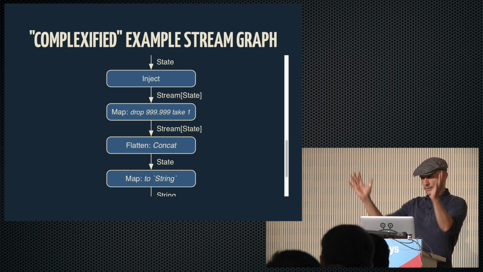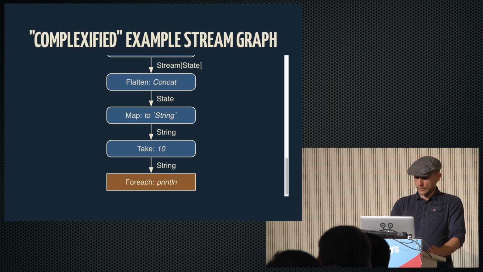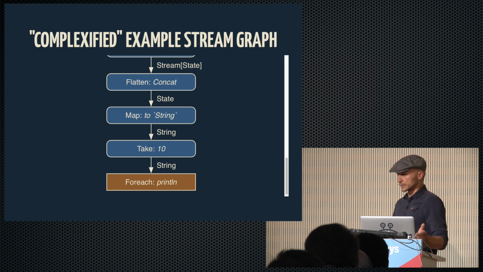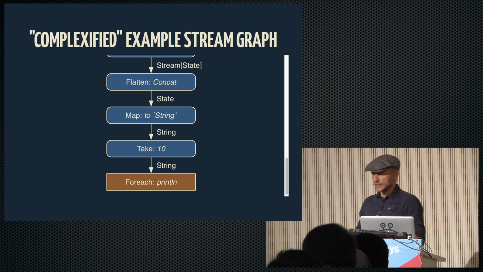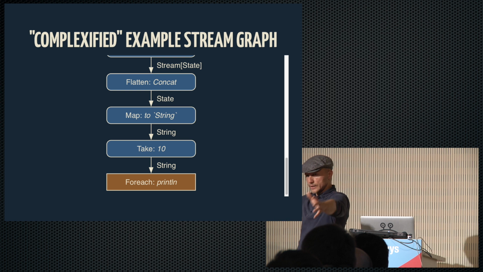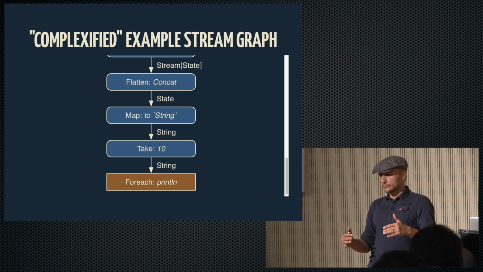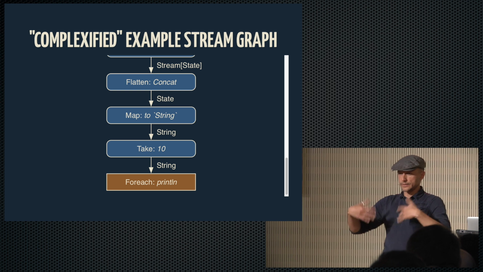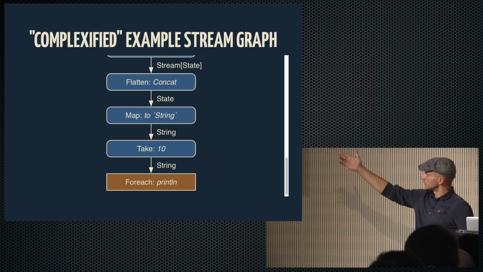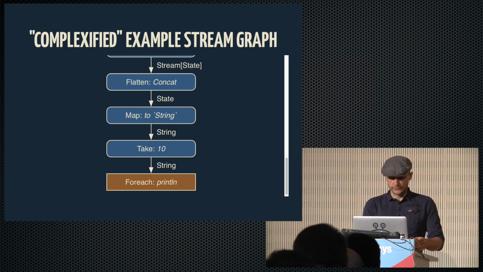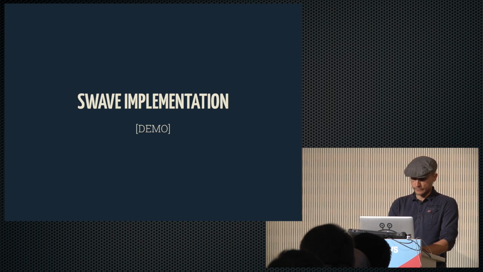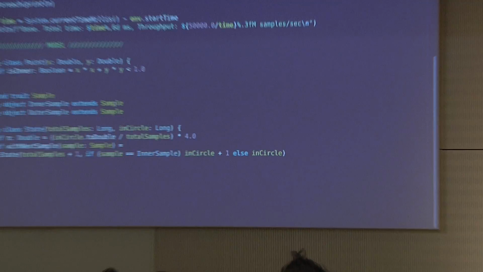Then we flatten, the opposite of the inject. We map to a string. We take a certain number, and then we just say for each print line. So what this does, when it runs, it just instantiates the graph. It will run, and after a million samples have run, we'll see a line pop up. And it will continue running until, in this case, 10 lines will print. So that's the app. That's all it is, nothing else.